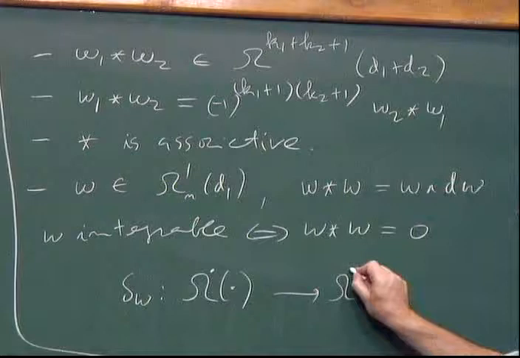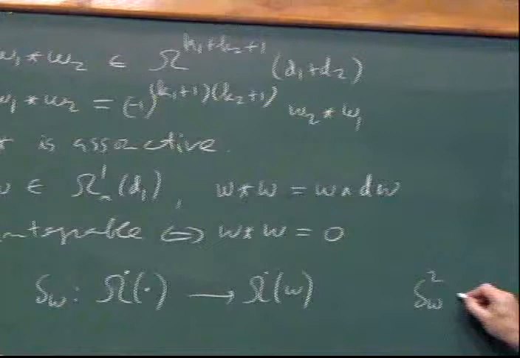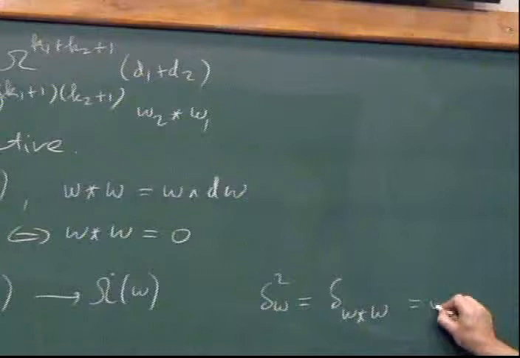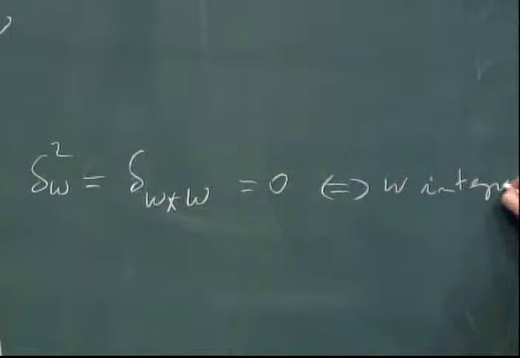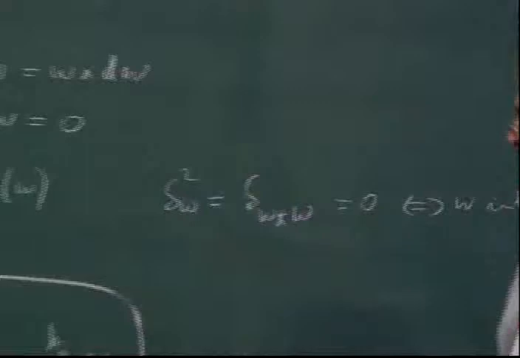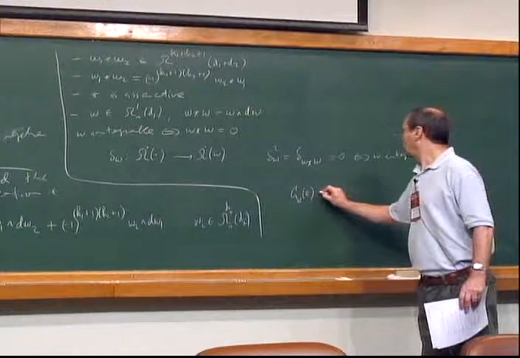Then by associativity, when I square this operator, it is the same as multiplying by omega star omega, and this is zero if and only if omega is integrable. So if we look at a portion of this structure, let me just call it C sub omega and E, I will call this the complex associated to omega.